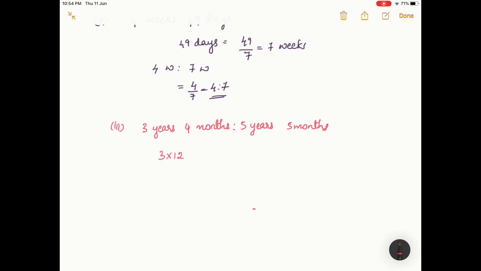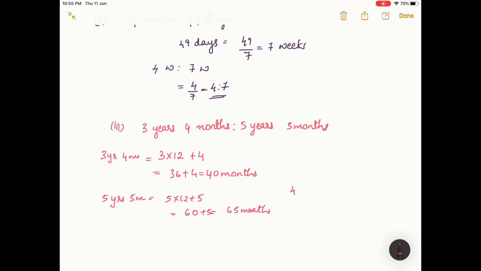3 years, that is 3 into 12 plus 4. So 3 years 4 months equals 3 into 12 plus 4, that is 36 plus 4, equal to 40 months. Okay, next you have 5 years 5 months, that's equal to 5 into 12 plus 5. 5 into 12 is 60 plus 5, that's equal to 65.